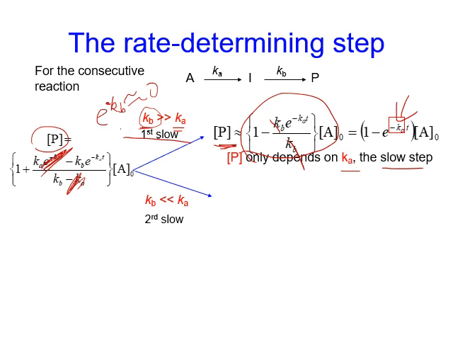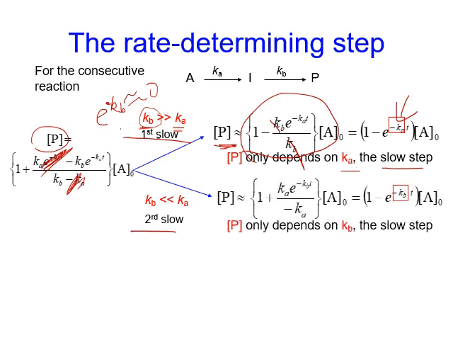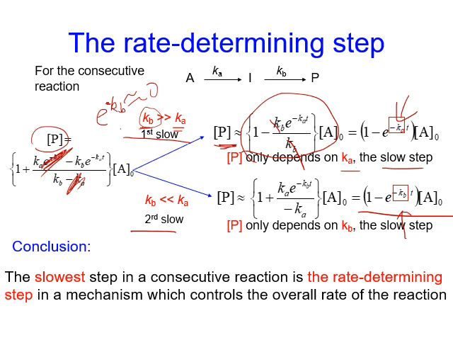On the other hand, if the second step is slow, then the equation simplifies as here. It only depends on Kb, which is the second step, the slow step. So in both cases, the product only depends on the slow step. The conclusion is that the slowest step in a consecutive reaction is the rate determining step in a mechanism, which controls the overall rate of the reaction.